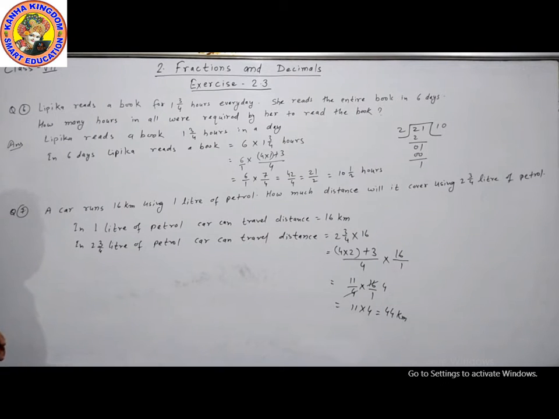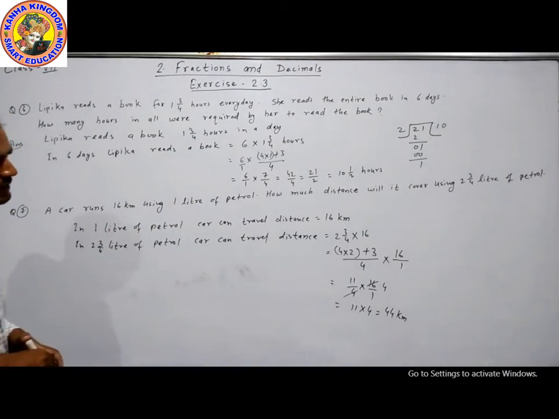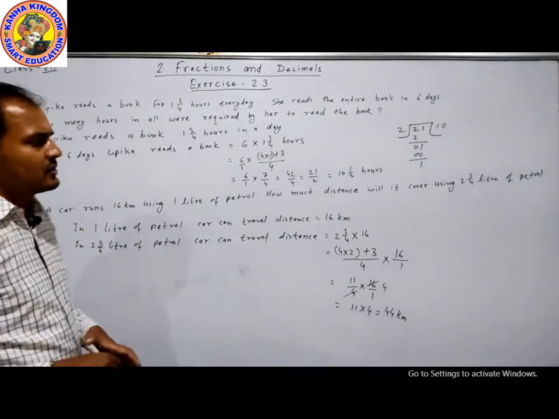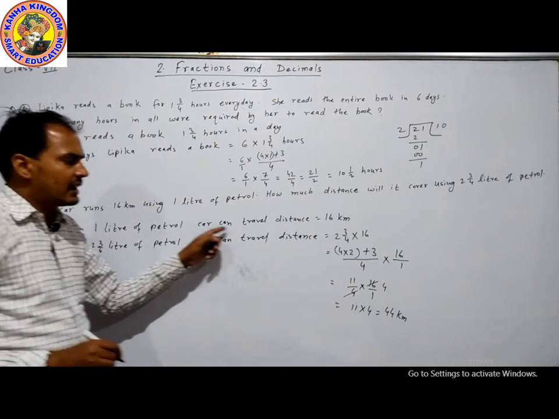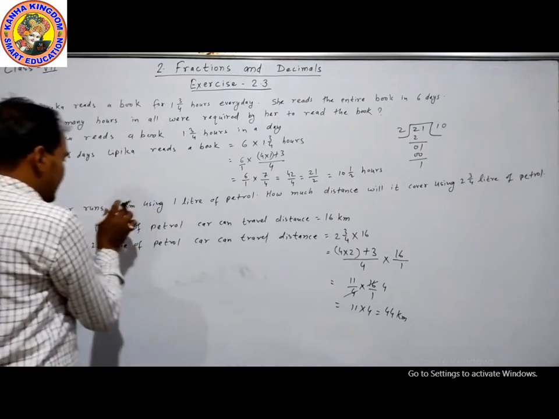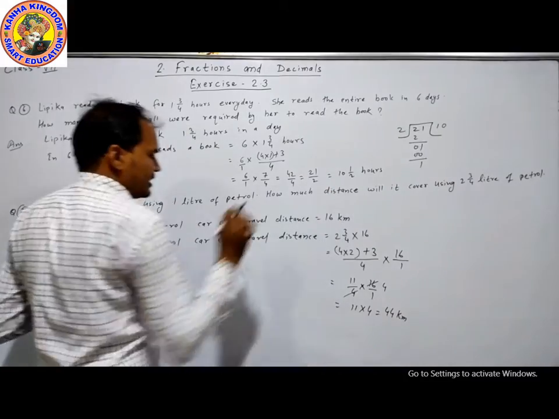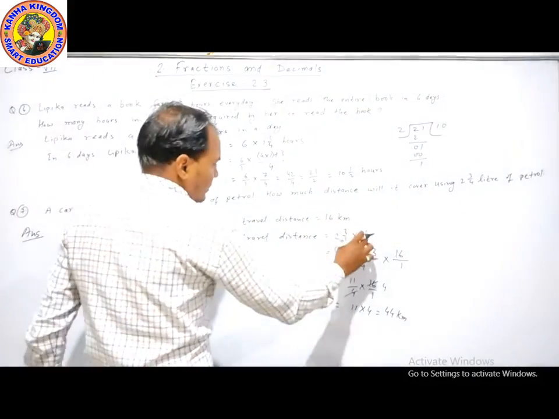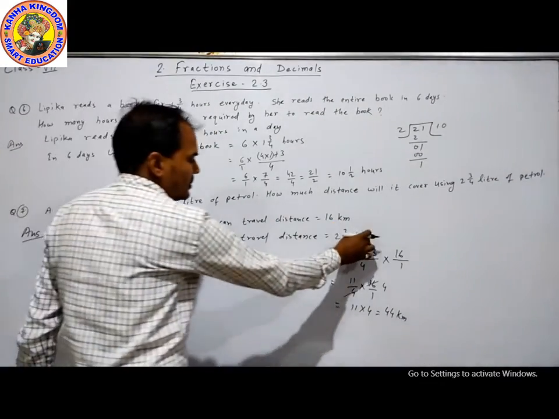In question number 7, a car runs 16 km using 1 liter of petrol. How much distance will be covered using 2 3/4 liters of petrol? In our answer, in 1 liter of petrol, the car can travel a distance of 16 km, as given in the question. In 1 liter, the distance is 16 km. In 2 3/4 liters, there is the multiplication of 2 3/4 into 16.